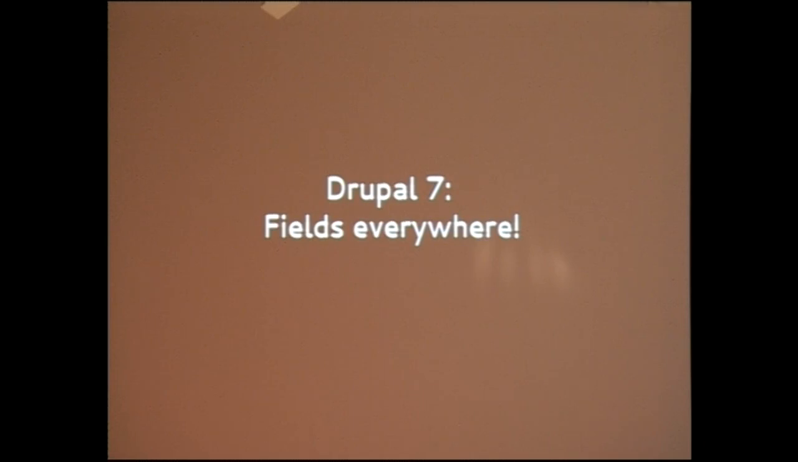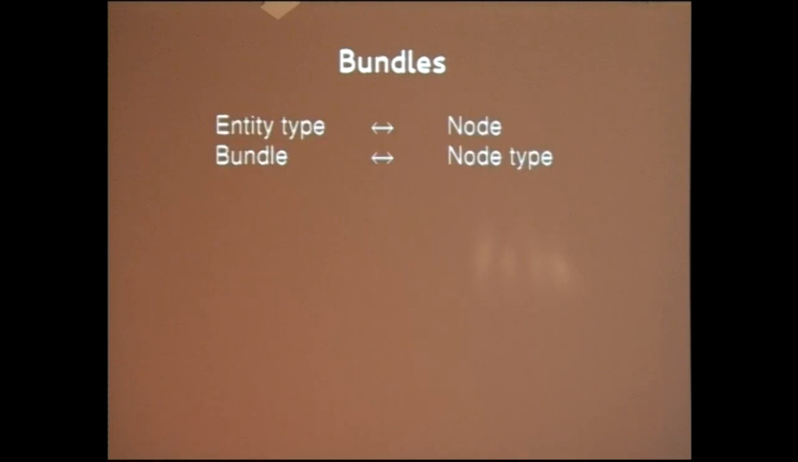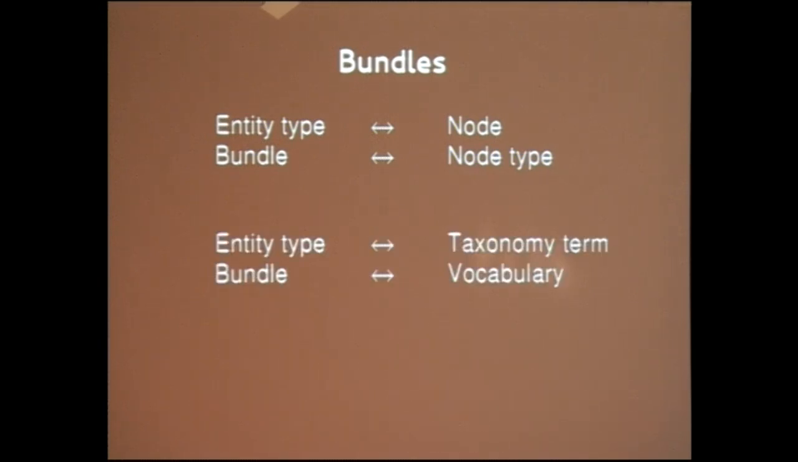Then in Drupal 7 we also have that concept of bundles. I think bundles are best explained by just taking an example. If we look at the entity type node as an example, the bundle in that case would be the node types. So it's just a kind of further specialization. You could say it's a sub-entity type. And if we look at the entity type taxonomy term in core, in that case, the bundle is the vocabulary.